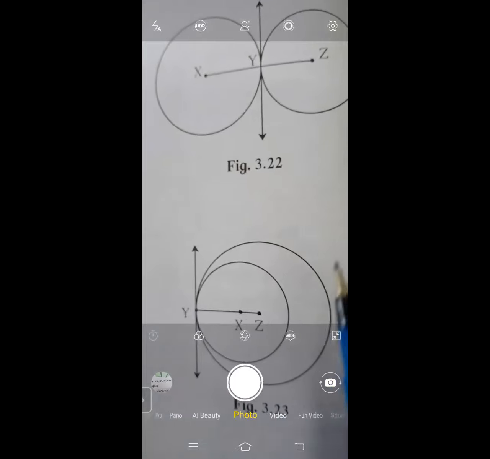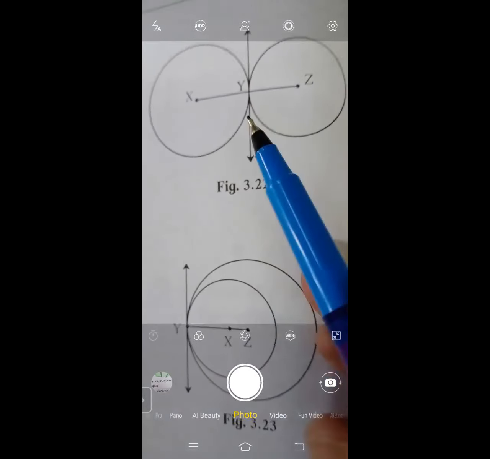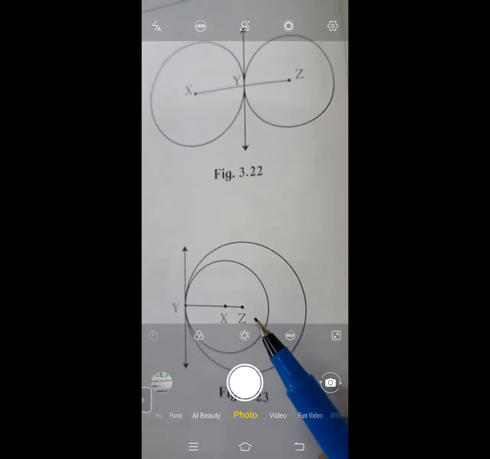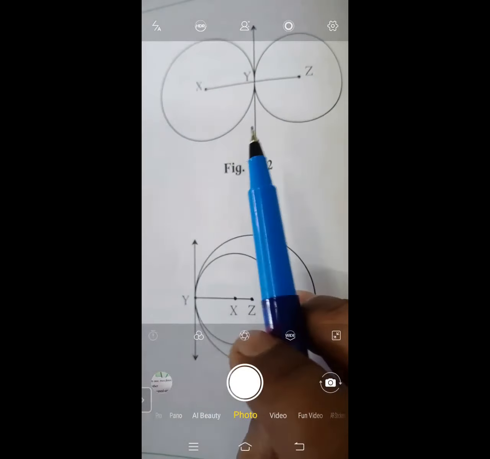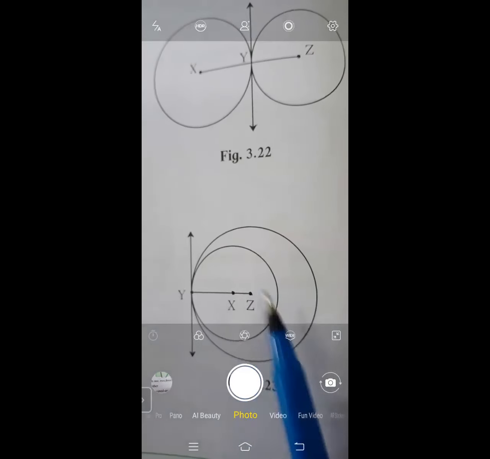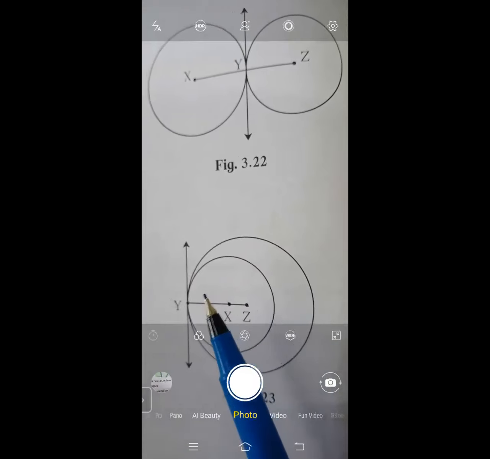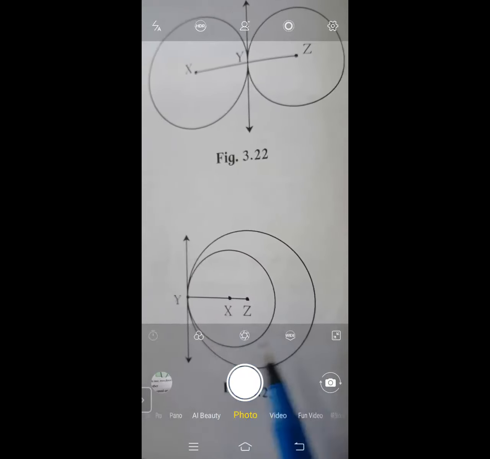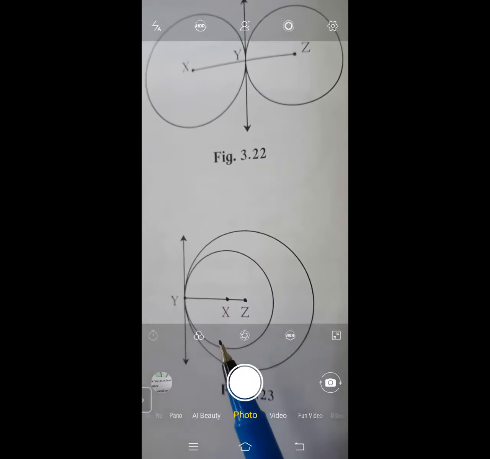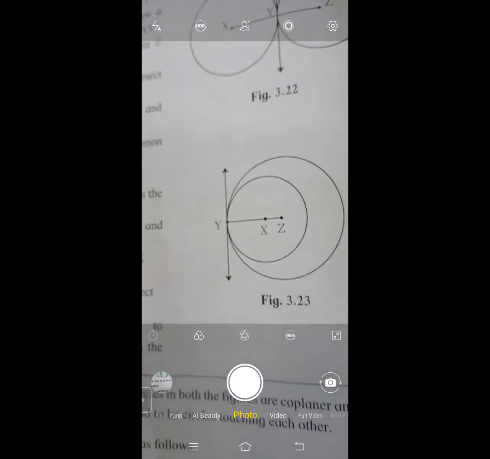First, understand how these circles are drawn and what is the difference between these two circles. These are just two externally touching circles. These are the circles which are internally touching. These circles are internally touching circles.